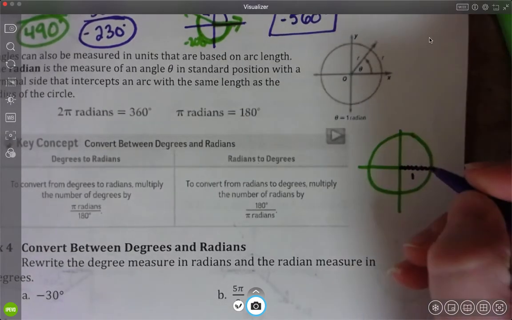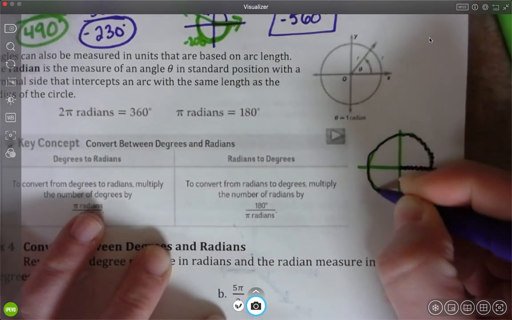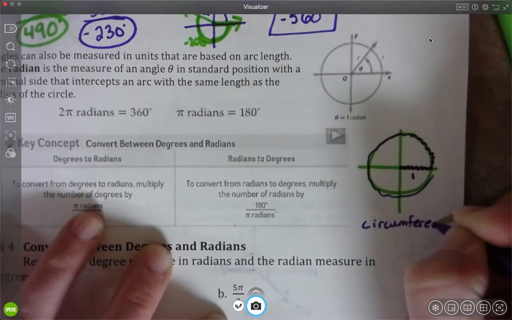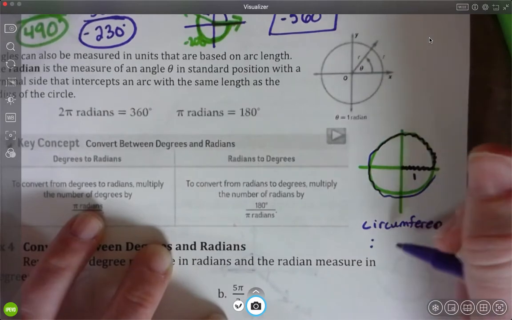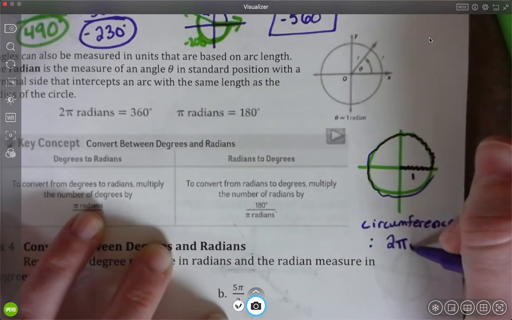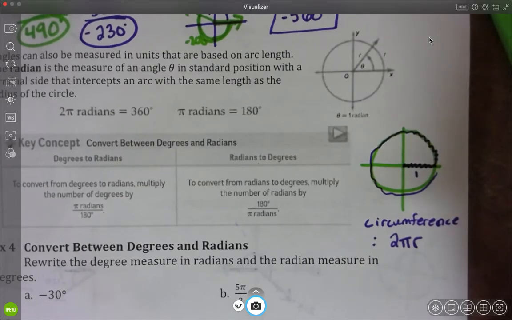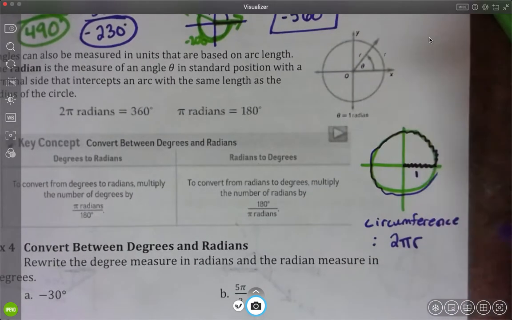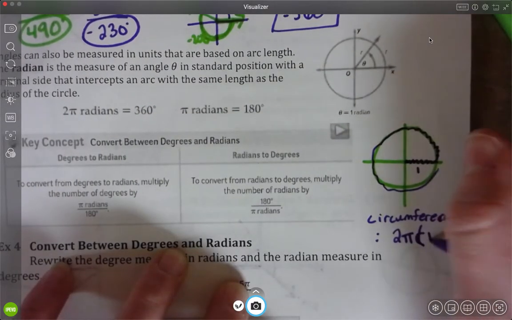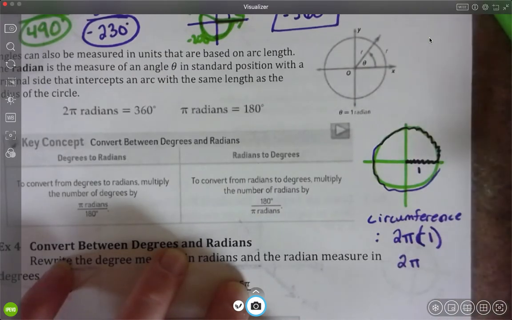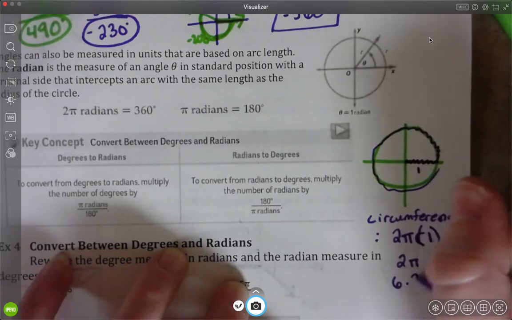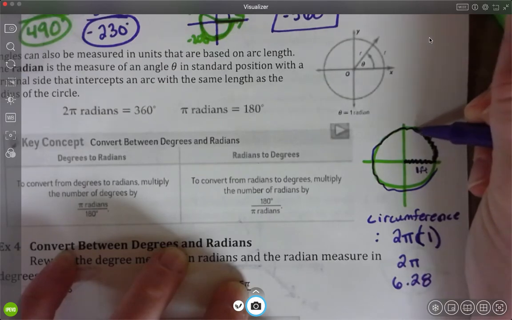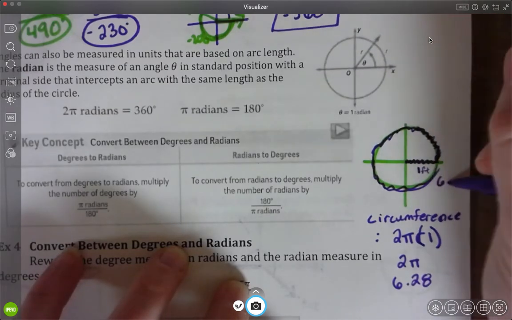If I'm talking about the circumference, which is all the way around the circle, the equation for finding circumference is 2 times pi times r, or 2 times pi times the radius. That will give you the distance all the way around the circle. Well, if I'm dealing with a circle that has a radius of 1, and I plug 1 in for r, that will just give me 2 pi, right? And 2 pi is approximately 6.28 as a decimal. So basically, if this is 1 foot, and I were to walk around the outside of this circle right here, I would have gone approximately 6.28 feet.